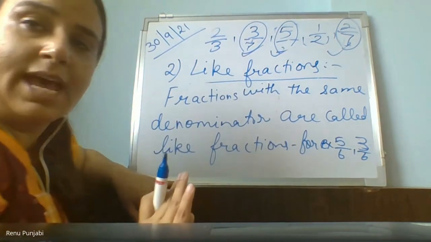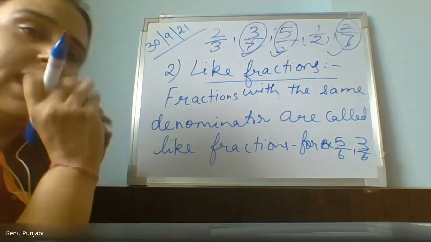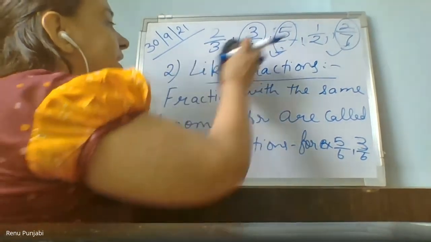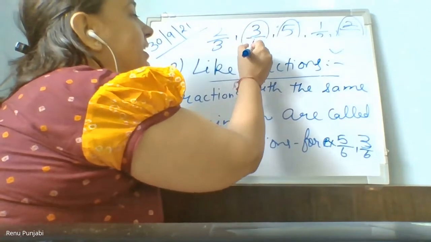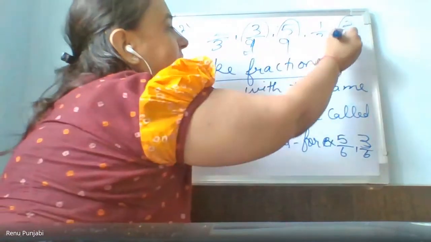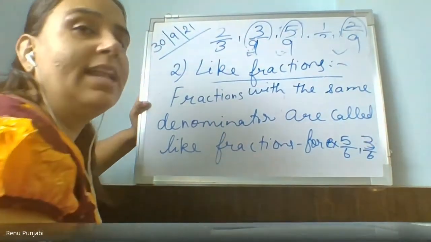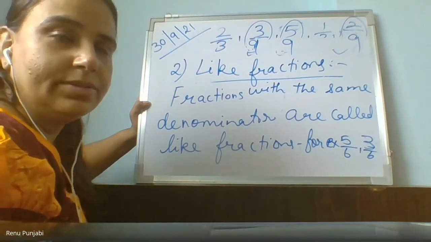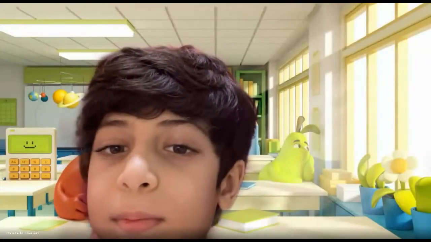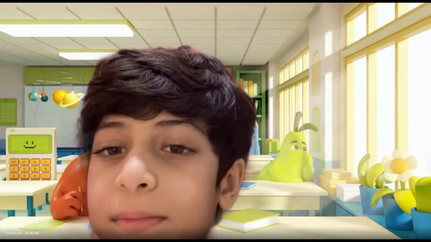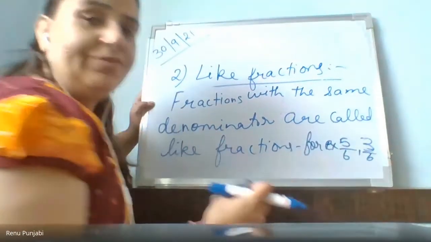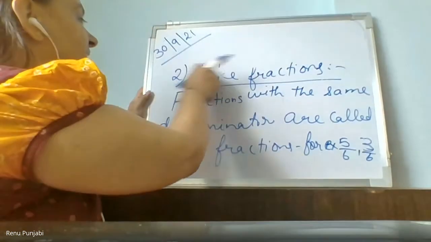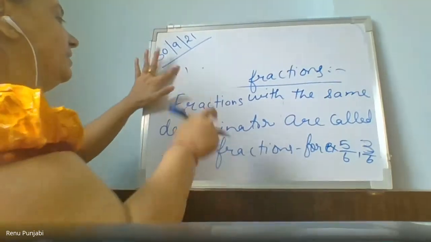देख समझ आया? Clear everyone? It can be any number. It can be 10 also. It can be 9 also in the denominator. But if you are finding that all the fractions have 9 in the denominator, they are the like fractions. Okay, ma'am. Clear this one? Yes, ma'am. So now write the third one, which is unlike.